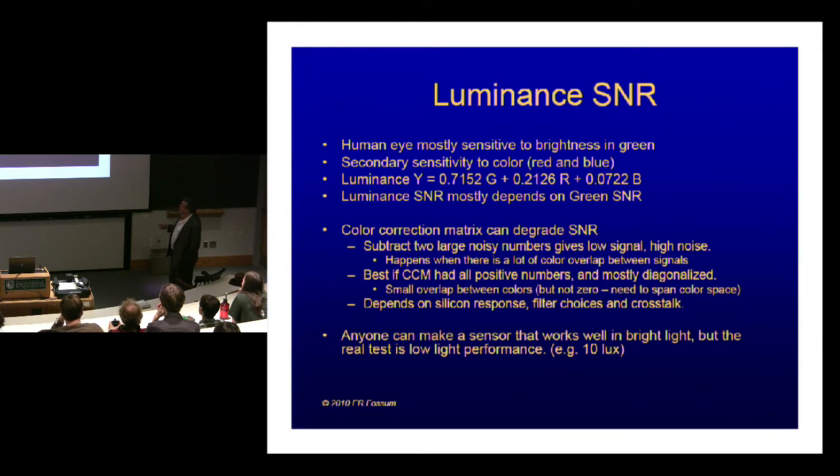I told you we were going to come back to the color correction matrix, and we are. The color correction matrix can degrade the signal-to-noise ratio. And maybe it surprises you that just doing some math in the chip can really mess up the signal-to-noise ratio, but it's easy to understand. If you subtract two large, noisy numbers, the resultant signal is going to be small. But unfortunately, the noise doesn't subtract out. The noise adds. So you wind up with low signal and high noise. So every time you do any mathematical operation on real signals, if there's any subtraction involved, you're in deep trouble from a signal-to-noise ratio point of view. So in the color correction matrix, we don't want any negative values, if possible.